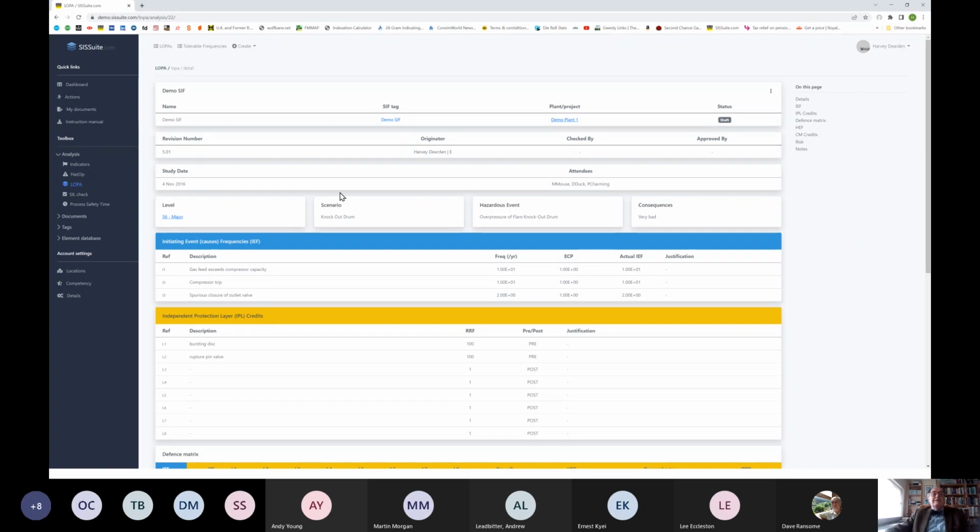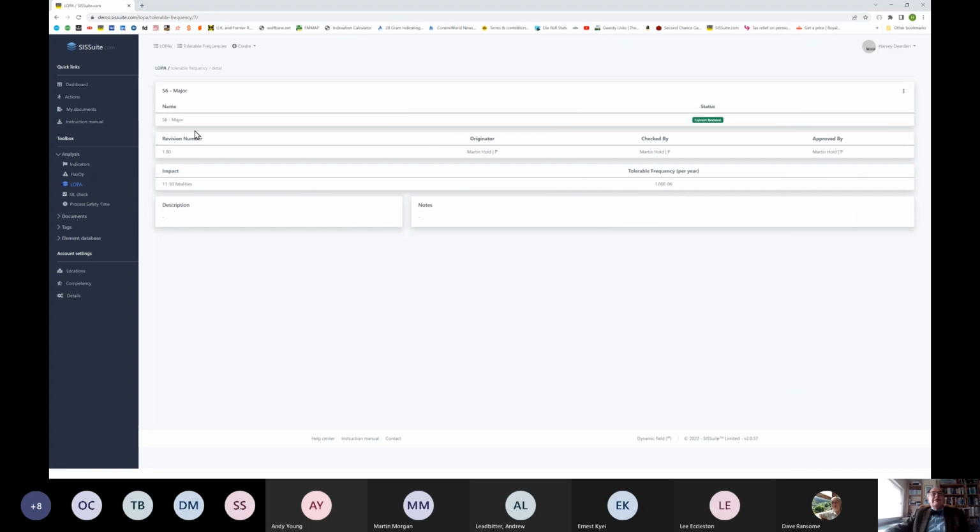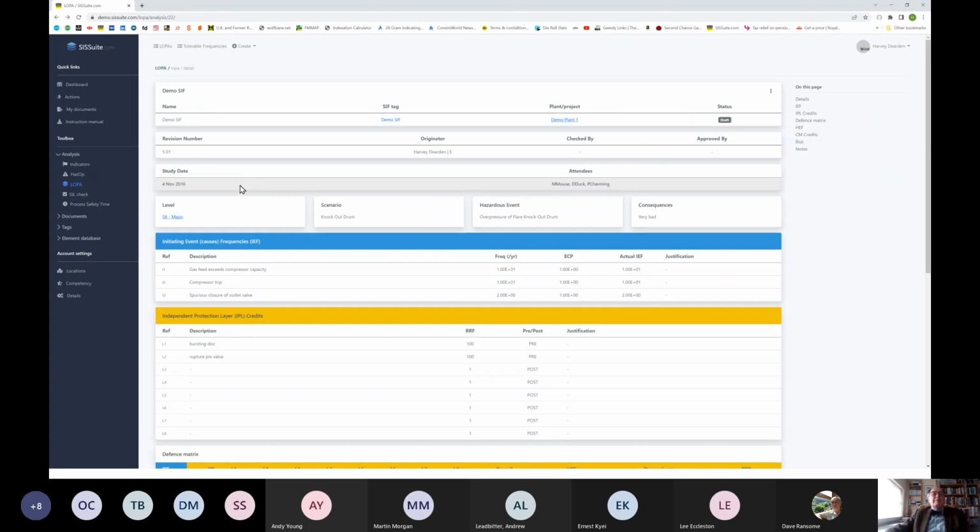So you can see the scenario is knockout drum. That's the hazard event. The consequences, somewhat flippantly designated very bad. The tolerable risk level is assigned here. These can be nominated by the user, and for this particular exercise, this is assigned a tolerable frequency of 1E-6 per year. That's the S6 major category, but they're assigned by the user.